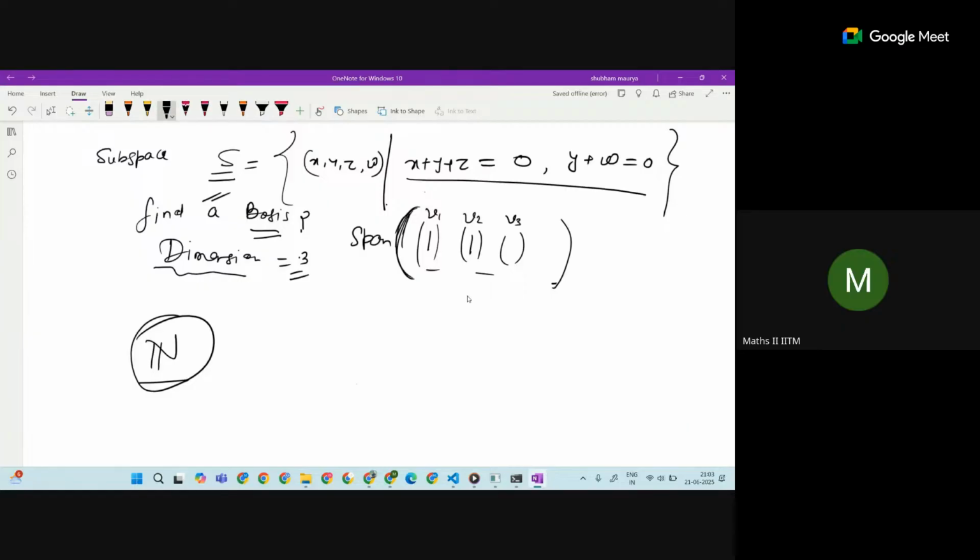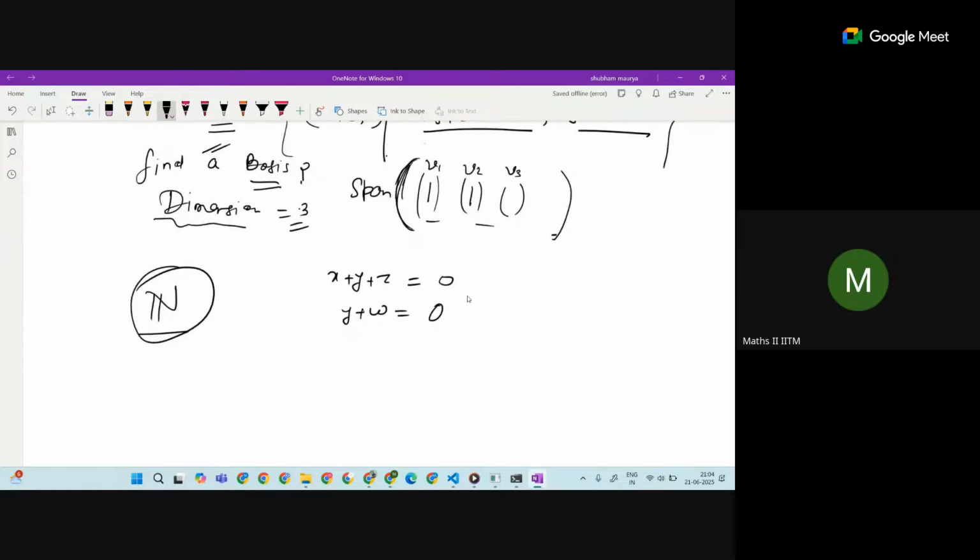So what we will do here, we'll take these equations. Let's take these two equations: the first equals 0, and y plus w is equal to 0. I just take these two equations. If it is one equation, this is easy to know. If it's two equations, now using these equations, let's solve this system of linear equations.